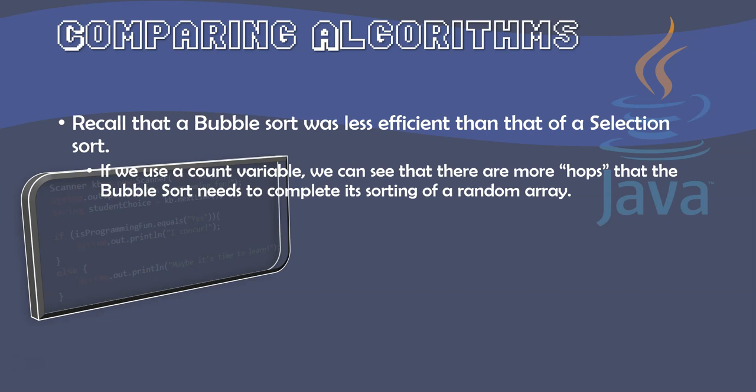And we can track this with the bubble sort, and we can sort a random array into however it wants to go. Or if we want to do a selection sort, we can do the same thing. And of course, the bubble sort should have, for the most part, especially as you get into larger and larger sets, more hops than that of the selection sort.